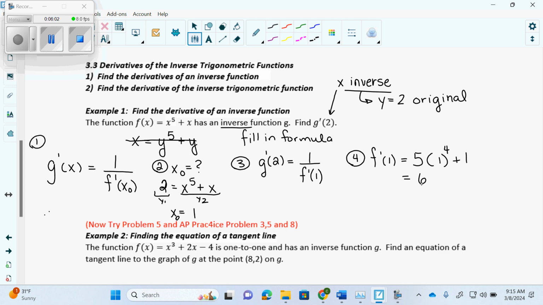So g prime of 2 actually equals 1 over 6. The 2 never has to be filled in there, because you're filling the 2 in step 2 to actually solve for x. That's where that 2 is involved. So if they ever ask for the derivative of an inverse, do not do what you wanted to do at first, which was switch the x's and y's and try to get a derivative of that.